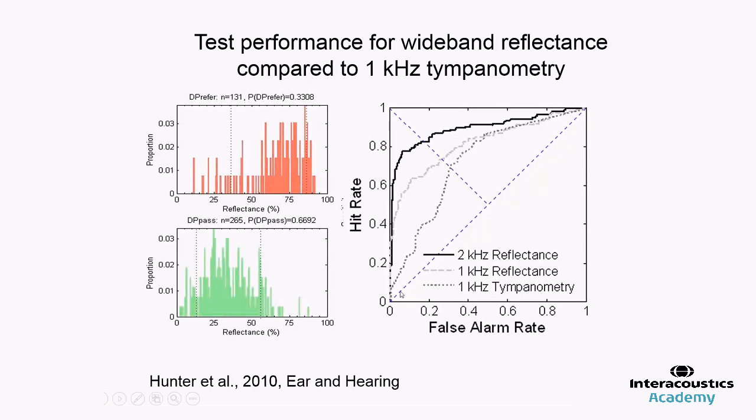So 1 kilohertz tympanometry shows that we have lower sensitivity and a higher false alarm rate compared to the 2 kilohertz reflectance. So this is in the newborn period where we think that reflectance is really both more sensitive and more specific than standard tympanometry. And so we're encouraging it to be used for diagnostic assessments after newborn screening. And that just shows the number of ears.